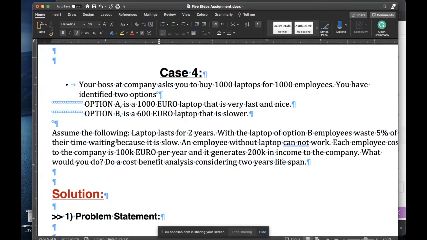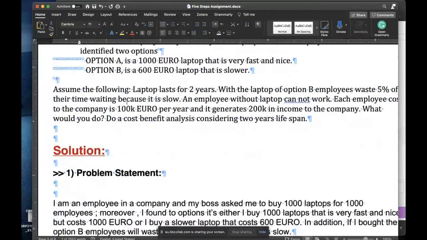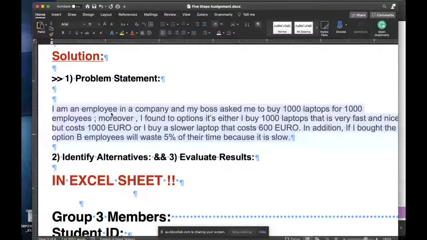So, being ethical doesn't mean that you have to not be diplomatic. Right. So your boss at the company asks you to buy 1,000 laptops for 1,000 employees. You have two options, A and B. So, very good problem statement.